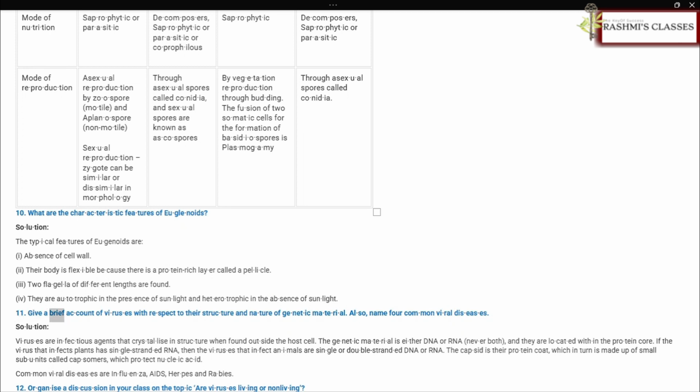11. Give a brief account of viruses with respect to their structure and nature of genetic material. Also, name four common viral diseases. Solution. Viruses are infectious agents that crystallize when found outside the host cell. The genetic material is either DNA or RNA, never both, and it is located within the protein core.